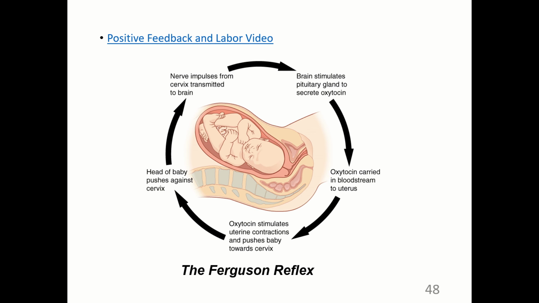This slide shows the positive feedback for labor. When the baby moves into position and the cervix is pressed on, it sends nerve impulses to the brain. The brain will then stimulate the pituitary gland to secrete the hormone oxytocin. Oxytocin will then stimulate uterine contractions, pushing baby towards the cervix and further dilating the cervix. And it will do this all the way until the baby is able to be birthed through the birth canal.